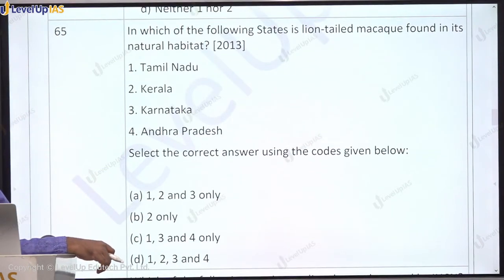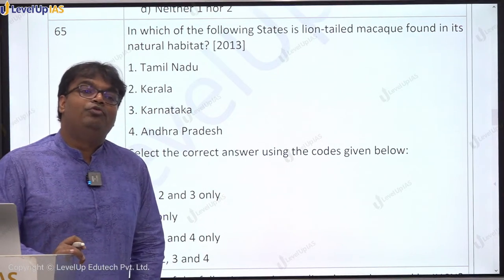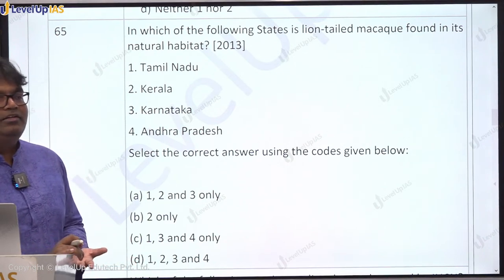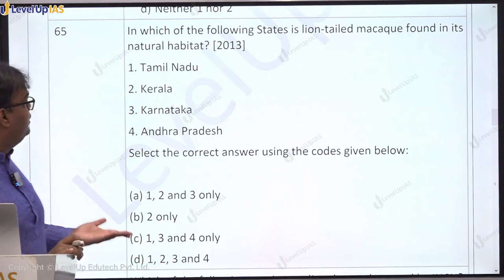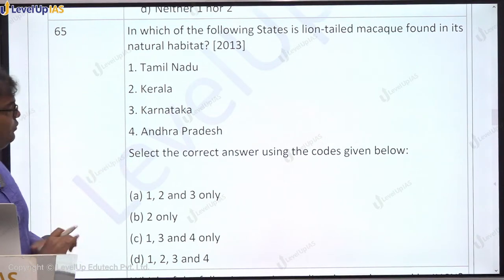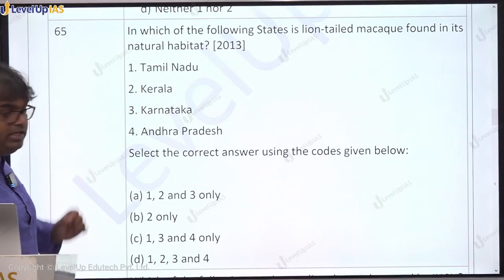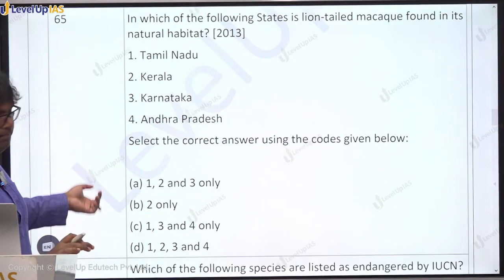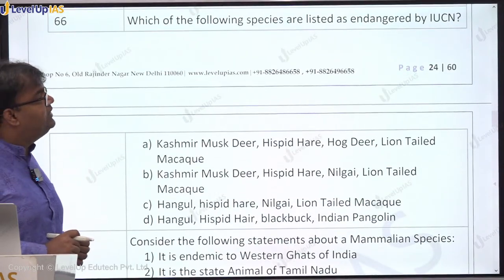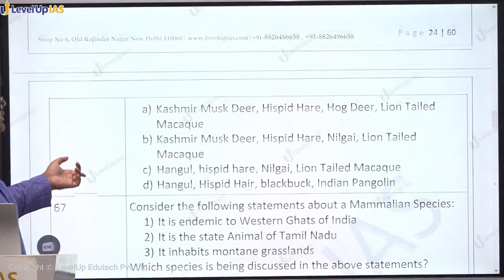65. Lion-tailed macaque. In which of the following states is the lion-tailed macaque found in its natural habitat? We had seen that the lion-tailed macaque is endemic to the Western Ghats. So in the Western Ghats, the states are Kerala, Tamil Nadu and Karnataka. Andhra Pradesh does not form part of the Western Ghats. It would not be found in Andhra Pradesh. So answer would be A. 65 A.